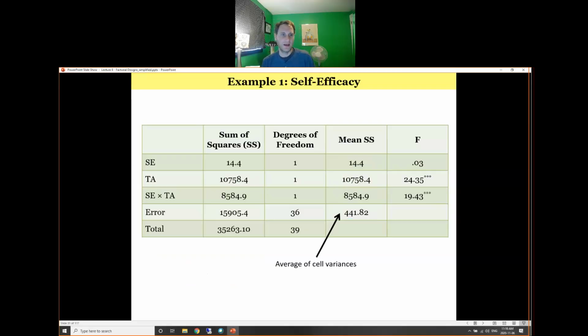Important to note that our mean squared error is the average of our cell variances, and in fact, it's the weighted average of our cell variances. So just like before, we have the assumption of homogeneity of variance, and thus when we go to do our post hoc tests, we're going to be able to use this value as our estimate of population variance. Right? That's going to be useful to us because then we can use our degrees of freedom from the error part of the table.